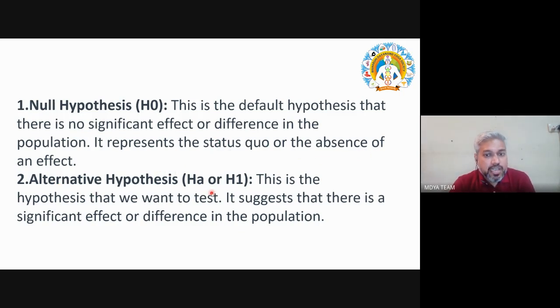Alternative hypothesis, H1 or HA, is the hypothesis that we want to test. What do we always want to test? The alternative hypothesis. But to test the alternative hypothesis, we use statistics on the null hypothesis. This is the hypothesis that we want to test. It suggests that there is a significant effect or a difference in the population.